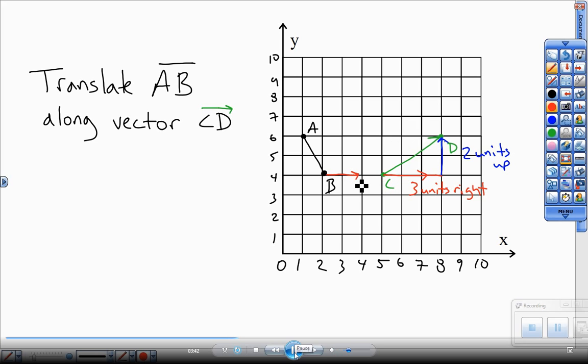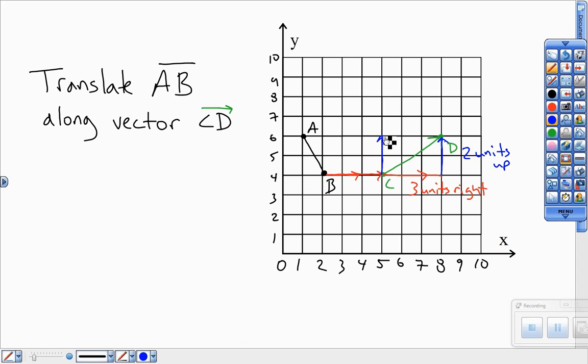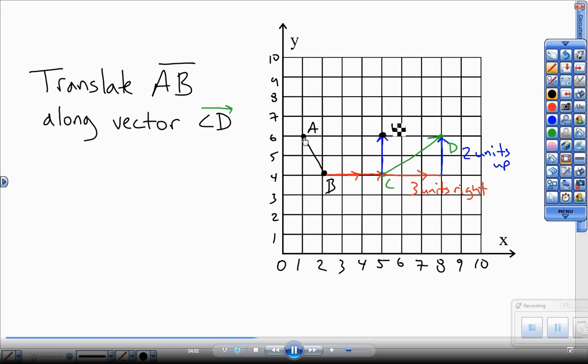So from each point, I'm going to do that same over 3, up 2, over 3, up 2. So right 3, up 2. That's going to be my next point for B, B prime. And then the same for A. Right 3, up 2, right 3, up 2. The same movement that this vector is describing. And then that's going to be my A prime.